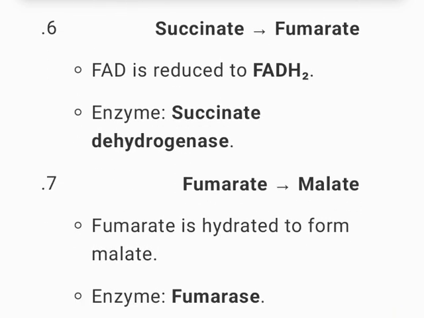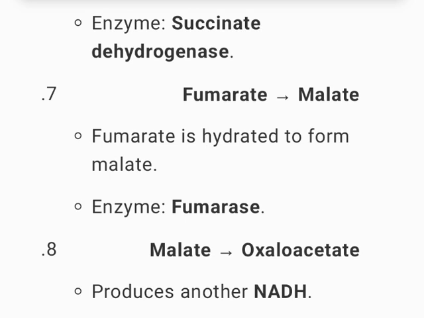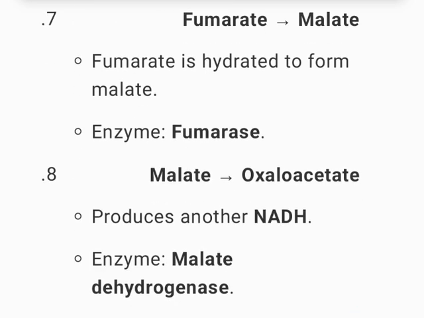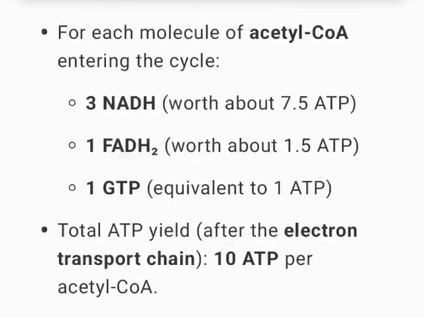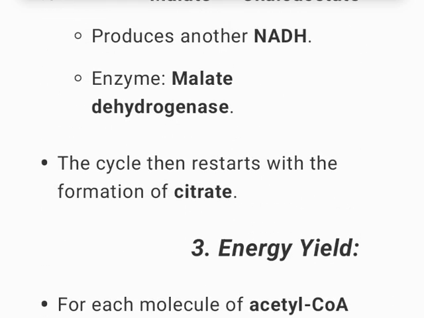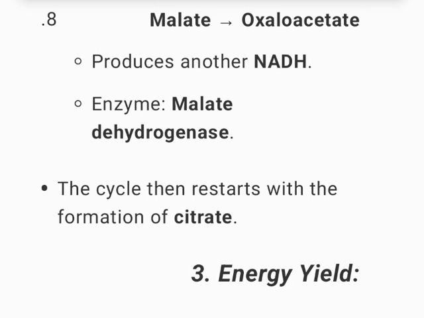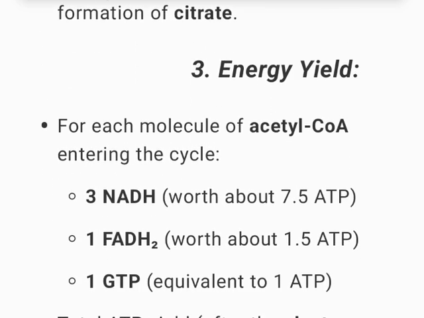6. Succinate, fumarate. FAD is reduced to FADH2. Enzyme: succinate dehydrogenase. 7. Fumarate, malate. Fumarate is hydrated to form malate. Enzyme: fumarase. 8. Malate, oxaloacetate, produces another NADH. Enzyme: malate dehydrogenase. The cycle then restarts with the formation of citrate.